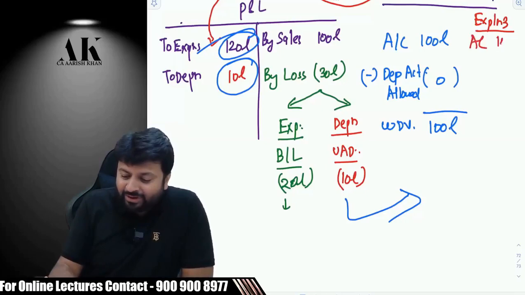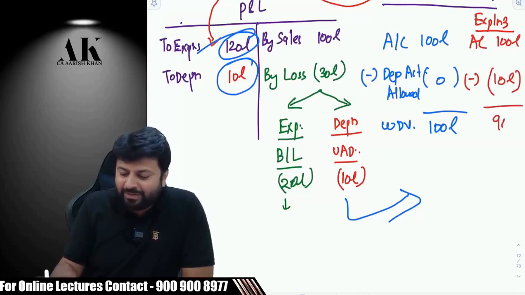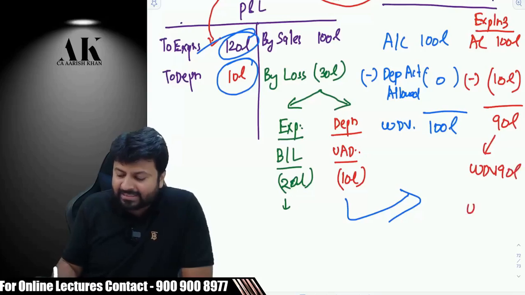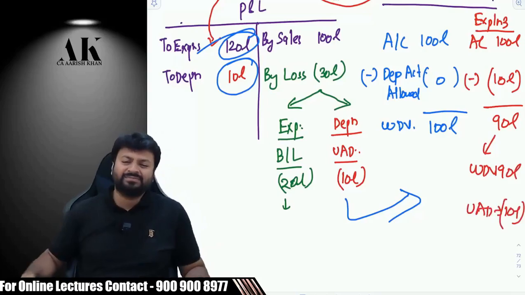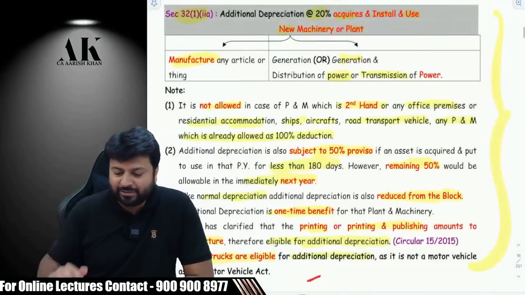It means actual cost is 100 lakhs minus the 10 lakh rupees unabsorbed depreciation, because it is deemed to be actually allowed. And now it will become 90 lakhs. Next year's WDV will be 90 lakhs. And next year's UAD will be how much? It will be 10 lakhs. Are you clear? So this is what this first exception to the provision is all about.